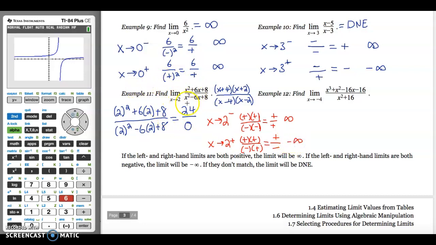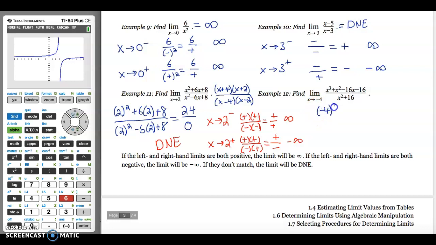So the actual limit of this equation is D and E because your left-hand limit and your right-hand limit don't match. All right, I'm running out of room over here, but let's go ahead and we'll start it, and I can draw wherever I need to. So in this problem, when I have a -4, I'm going to go ahead and plug that in first and foremost just to double check everything.